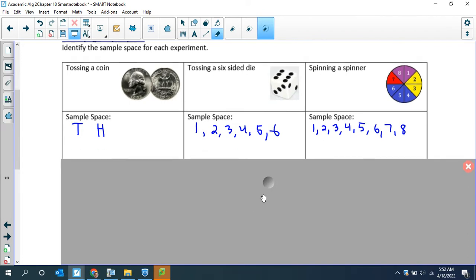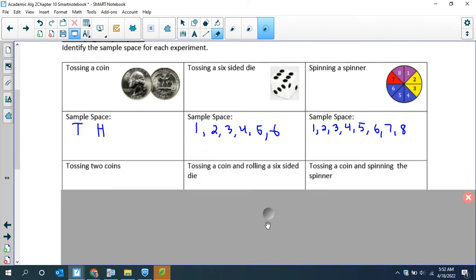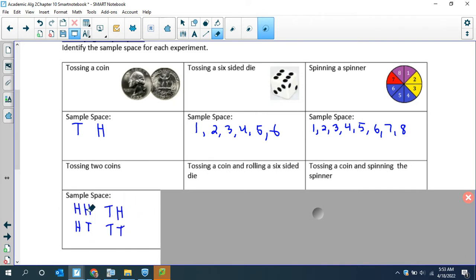As we go down to the next row here, if we're tossing 2 coins, now what are our possible outcomes? Well, we could get a head and a head, a tail and a head, or a tail and a tail.